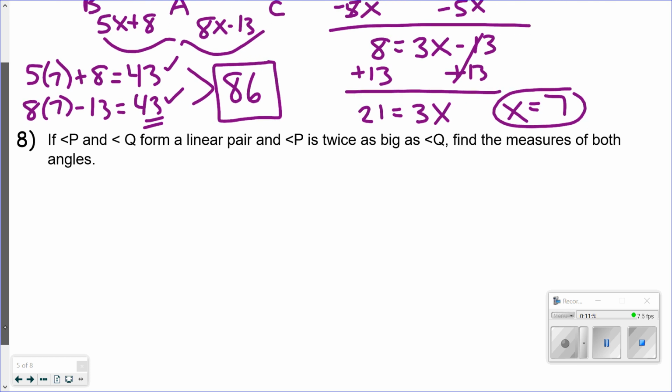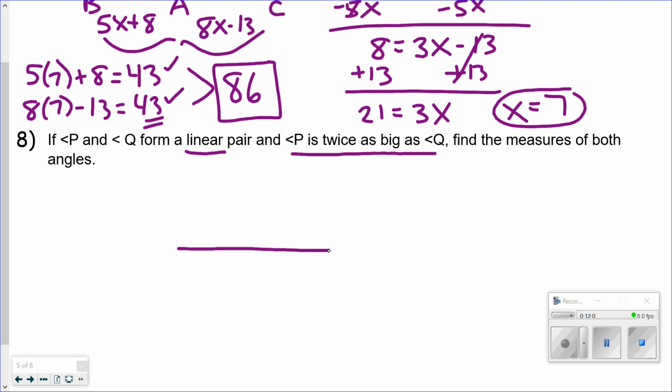All right, 8. If angle P and angle Q form a linear pair, and angle P is twice as big as angle Q, find the measure of both angles. All right, so I'm gonna draw out my picture, a linear pair. If angle P is twice as large as angle Q, so angle Q is smaller, so I'm just gonna call that x. We don't know what it is yet, but I do know that P, the other angle, is twice as big, so twice means times 2. So I'll call that 2x.